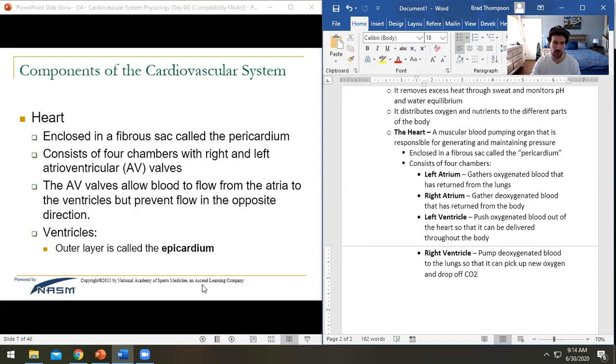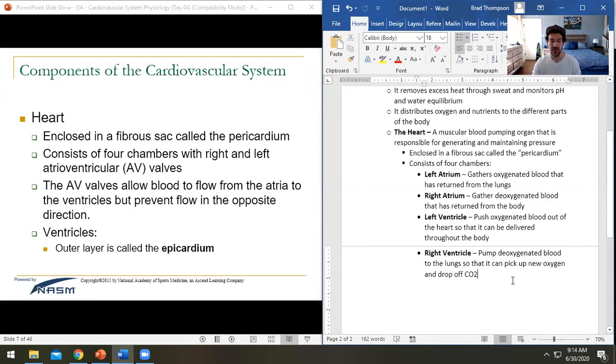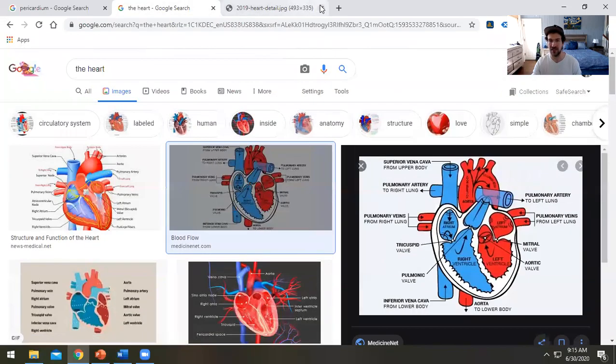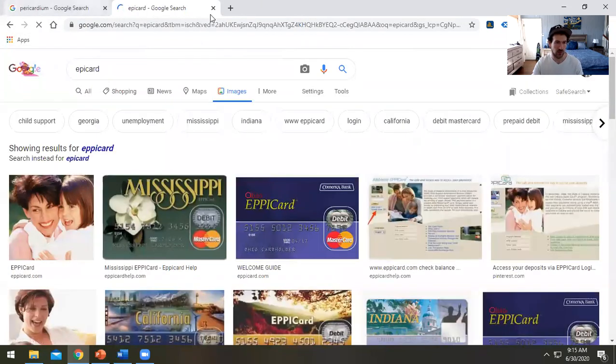So again, the outer layer is the fibrous sac called the pericardium. There are all of the four chambers on the inside, and then you've got different layers of the actual heart. The heart consists of several layers, and the outer one is called your epicardium. If you were to look at the outer wall of your heart, we call that the epicardium. It's like the epicenter, right? So, epicardium.